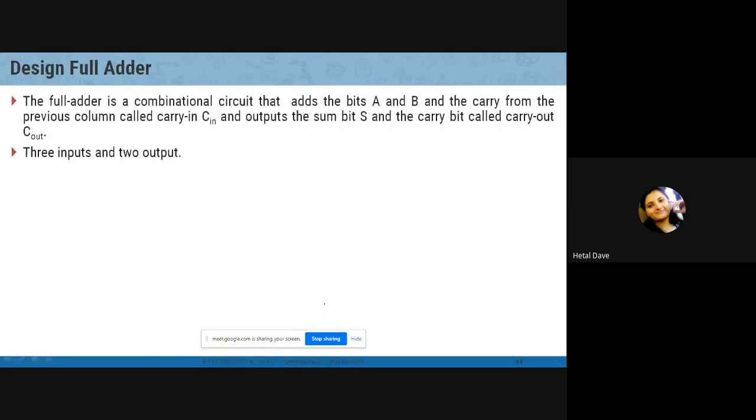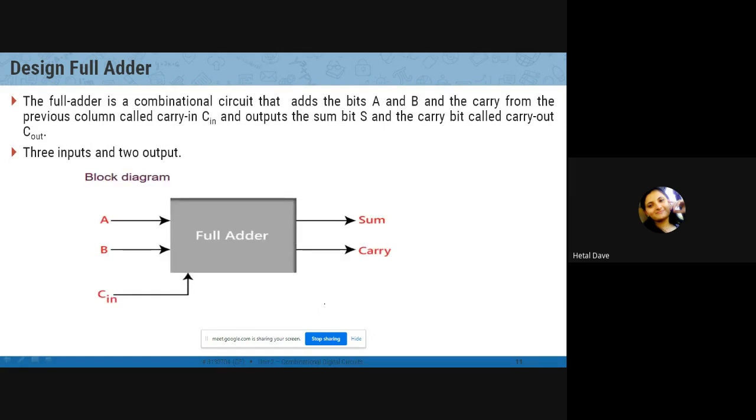So first of all, every time we will learn about the definition. Based on the definition, we will decide the number of inputs and outputs. Based on it, we will draw the block diagram. What does the block diagram say? A circuit which is having 3 inputs, 2 outputs. You can give a proper name.